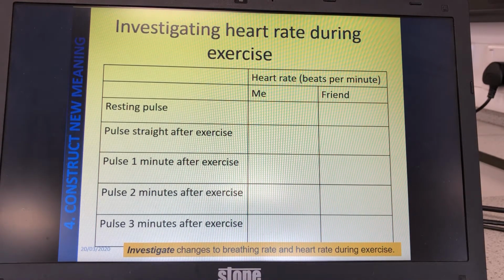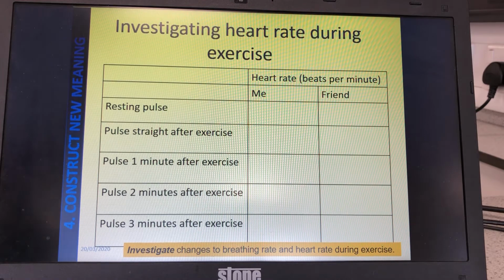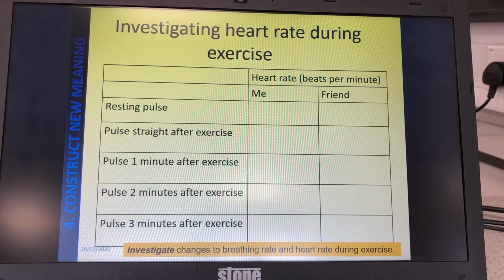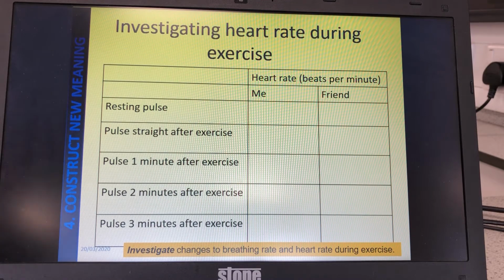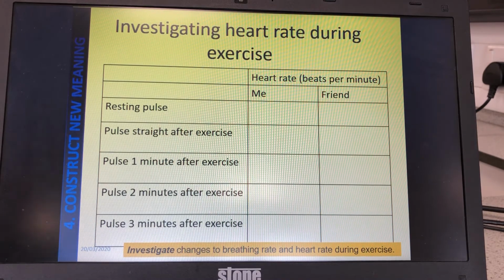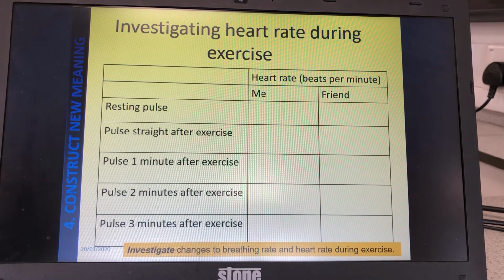Okay, so we're counting into exercise in 5 seconds. 3, 2, 1. It's star jump time. Seconds down.